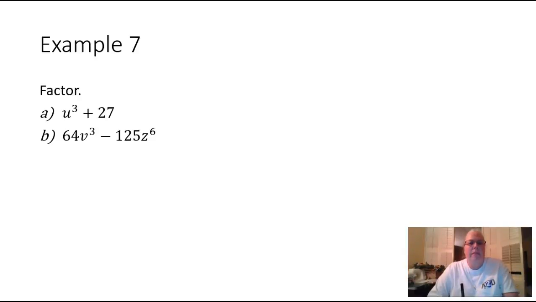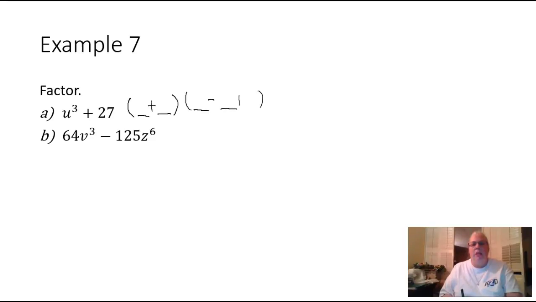This is example 7 from lesson R.3, and we are factoring the sums and differences of two cubes. If we follow the algorithm, in part A, we've got u to the third plus 27. We know this is going to factor into a binomial, so we're going to have something, in this case, plus something else. And then we're going to have a trinomial back here, so we're going to have something minus a middle term and then plus a third term back here.